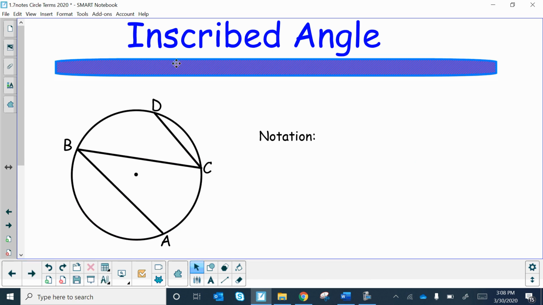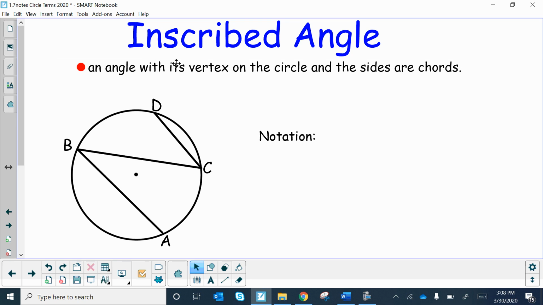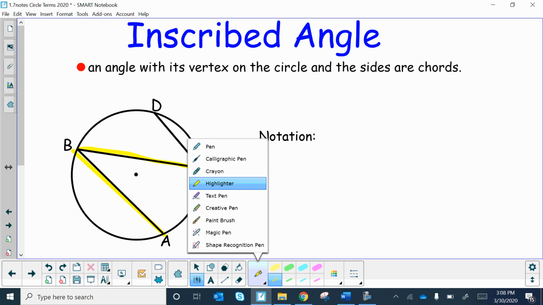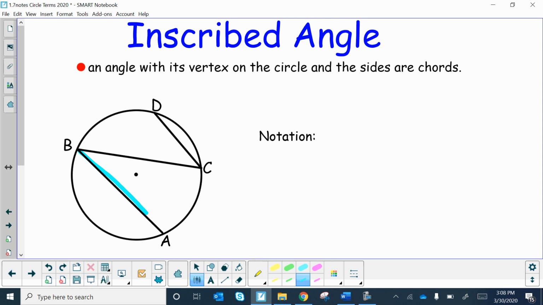Last definition, an inscribed angle. Okay, this is an angle with its vertex on the circle and the sides are chords. So one angle, and I'm going to highlight it in one color. That is an inscribed angle. Okay. Actually, let me use a different color. So here's a blue angle. Okay. And I actually have a green angle over here. This one here, using that same chord. Okay. So I have a blue angle. And then I have a green angle that goes right here. Those are two types of inscribed angles.